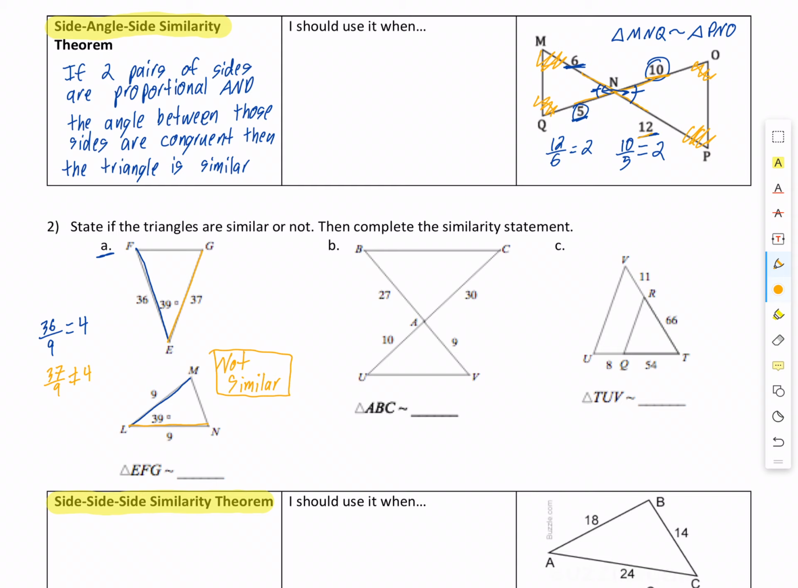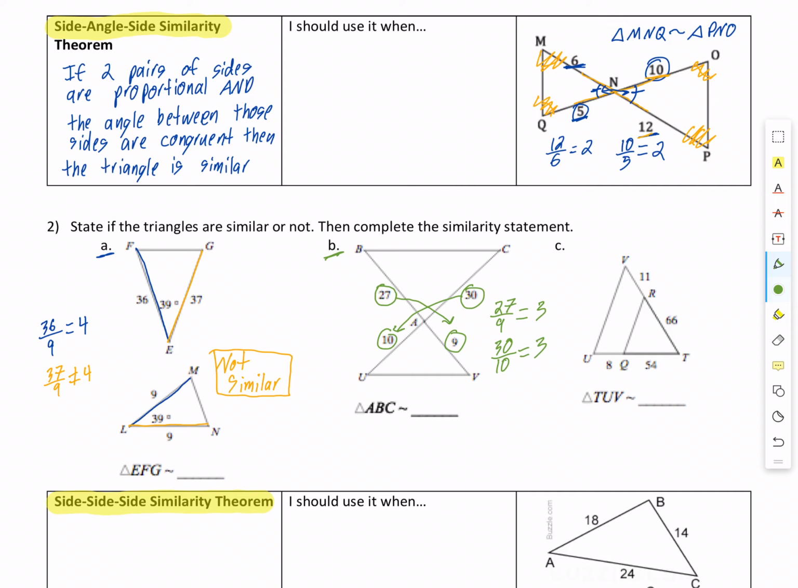Okay, now let's look at B. Let's go to green, why not? If we look at B, we need our sides to be proportional, so we need 27 and 9 to be proportional. So we'd have 27 divided by 9, and that is 3. And then we would need 30 and 10 to be proportional, and that would be 3 as well. So we know those two are proportional.